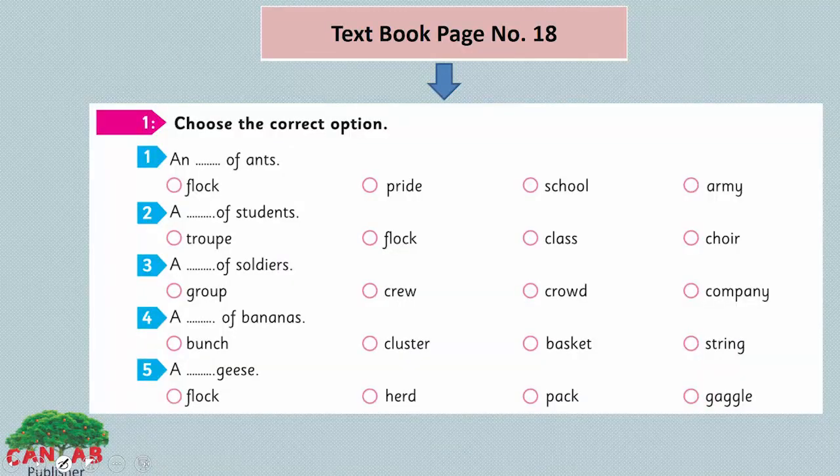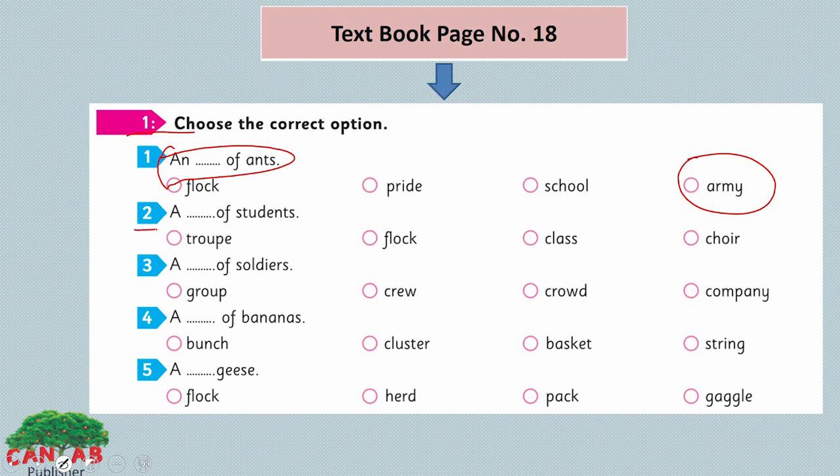Now look at here, choose the correct option. You have to choose one correct option for each collective noun to show what type of noun it is, to which group it belongs. A group of ants will be called a flock, a pride, a school or an army. Yes, a group of ants march like an army. If you see, they always walk in a line like an army and march. So it will be called an army of ants.